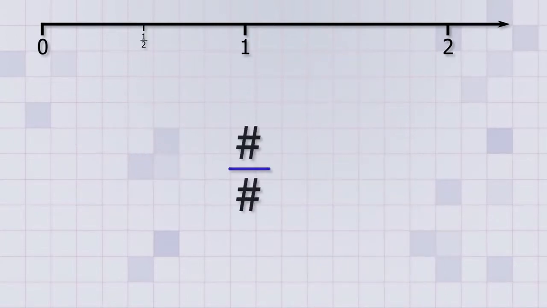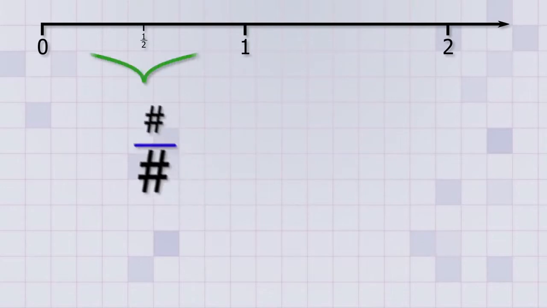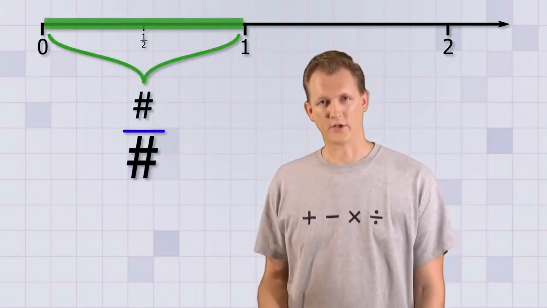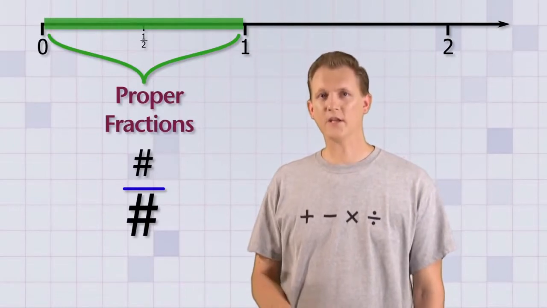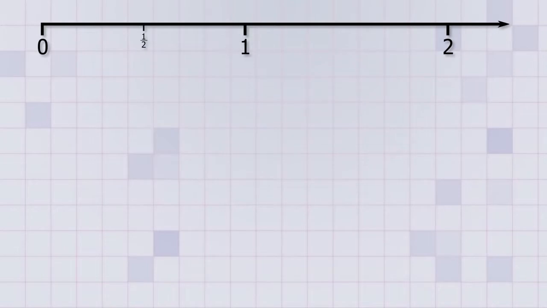The next rule is this. If the bottom number is bigger than the top number, then the value of the fraction will be greater than 0 but less than 1. That means it'll be somewhere in this section of the number line. Any fractions that have values in this range are called proper fractions because we can use these values to represent smaller parts of things.